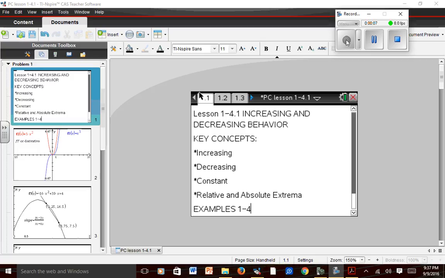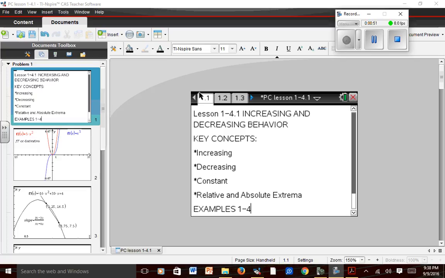Okay, this first page is going to tell you what's going on today. We're doing lesson 1-4. We're going to do the first objective, where we're looking at increasing and decreasing behavior of functions. So I want you to pay attention to the two key concepts in the book. There's one on page 34, and that involves increasing, decreasing, and constant functions, what they look like, and descriptions of them. There's also the key concept on page 36 that involves talking about relative and absolute extrema. And today I'm going to be walking you through basically how to do the kinds of problems in examples 1-4.